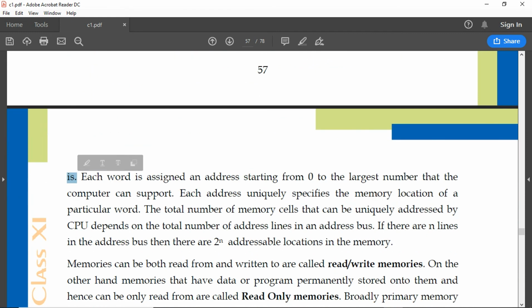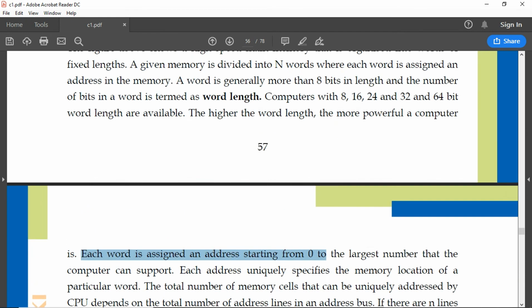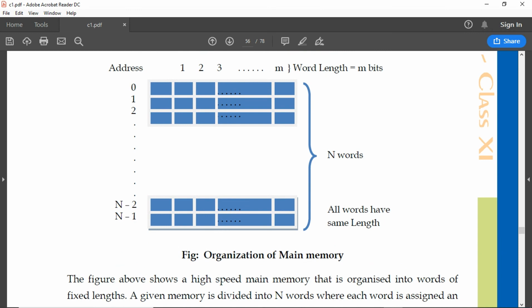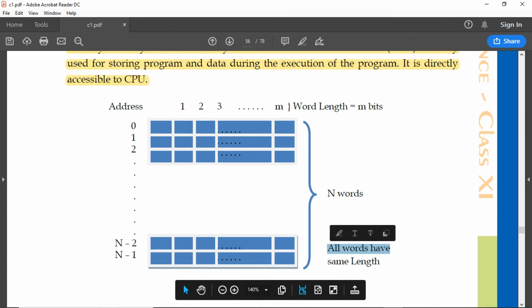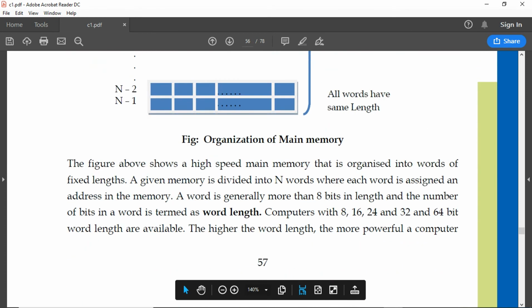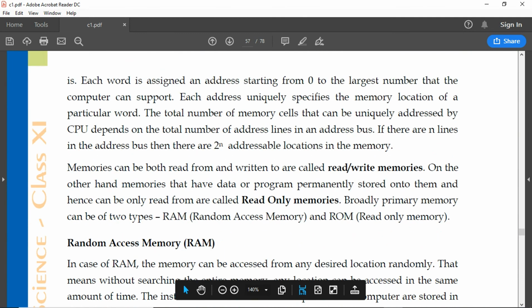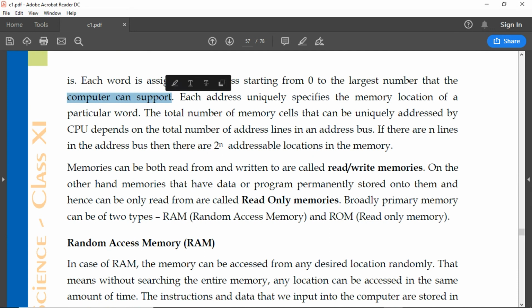Address 0, 1, 2, ... N-2, N-1, N words. Word length equals M bits. All words have same length. Each word is assigned an address starting from 0 to the largest number that the computer can support. Each address uniquely specifies the memory location of a particular word.